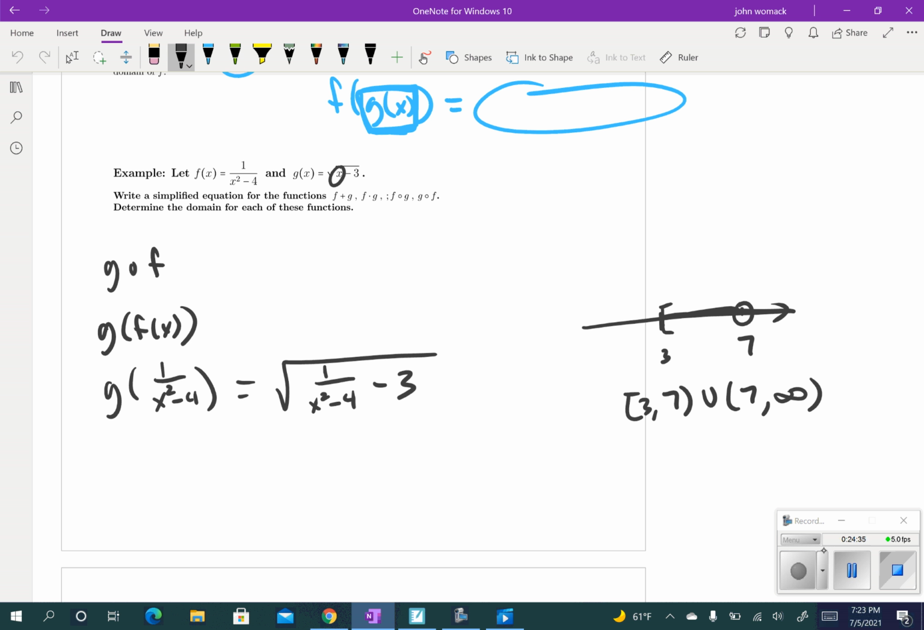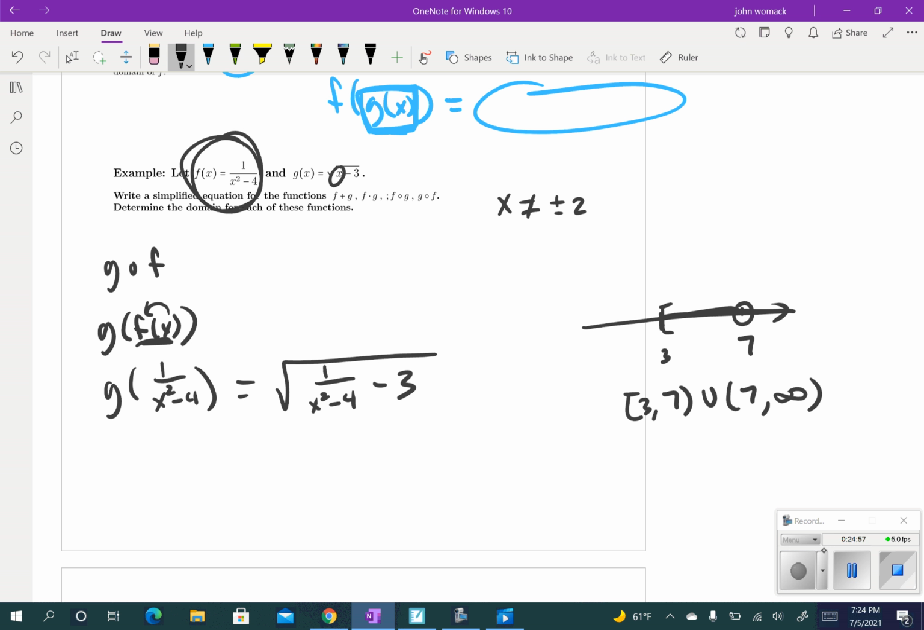But let's see if we can figure out the domain. This is going to be a little bit tricky, but we'll get it. We're going to start always with the inside function. When I plug a number in, it first has to go into f. So start with, what are the restrictions on f? Well, we did that up above. We said x cannot equal positive or negative 2. So that's part of my domain.